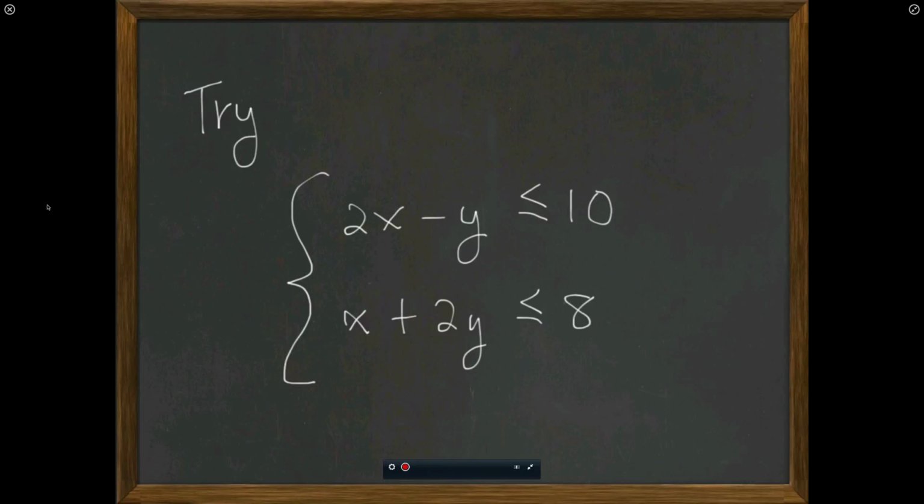Hey guys, the previous video ended with this problem right here. So I told you to try this before watching the second video. So let's see if you did it right.